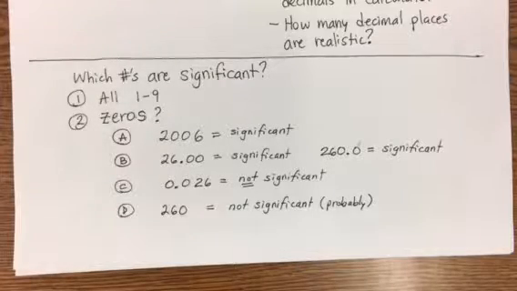So that is a brief summary of significant figures, what they are, and the rules for telling how many significant figures are in a number. A next video will show some examples working with significant figures.